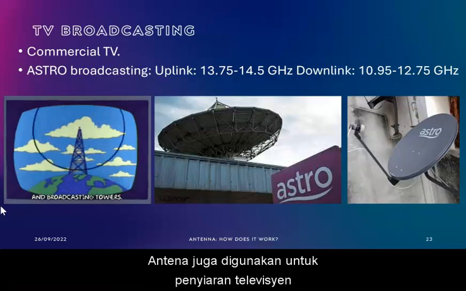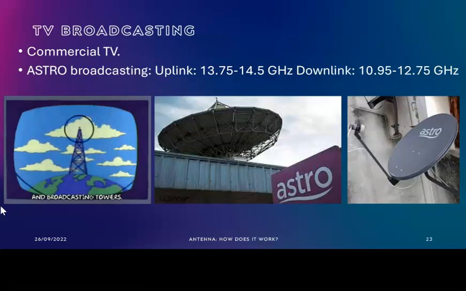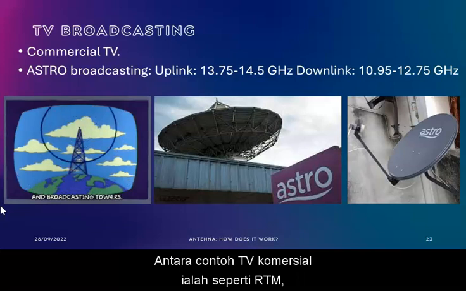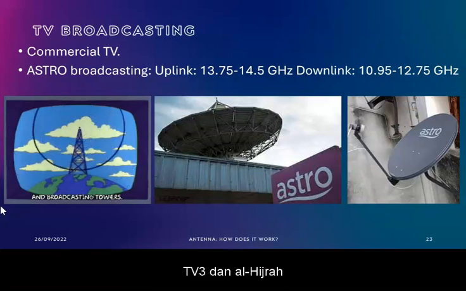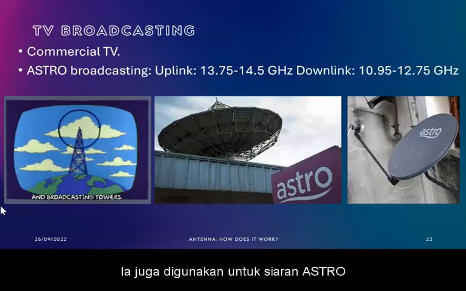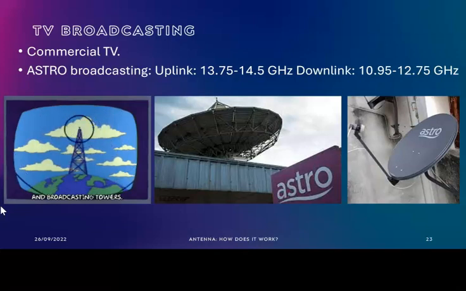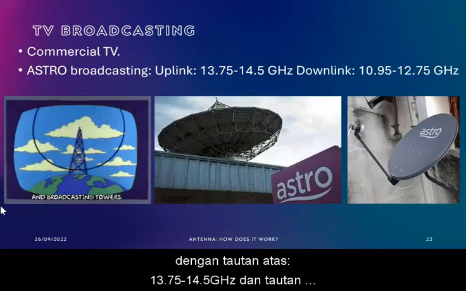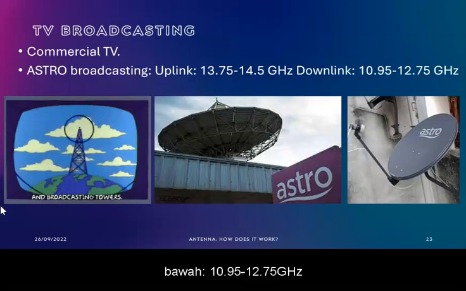Antennas are also used for TV broadcasting applications. Some examples of TV broadcasting are commercial TVs like RTM, TV3, and Al Hijrah. They are also used in Astro broadcasting, which has an uplink of 13.75 to 14.5 GHz and a downlink of 10.95 to 12.75 GHz.